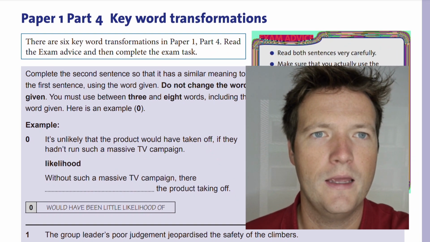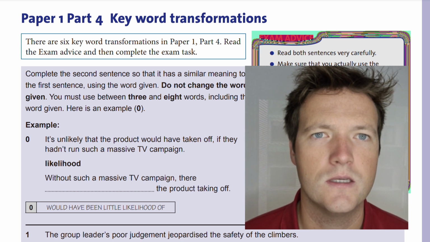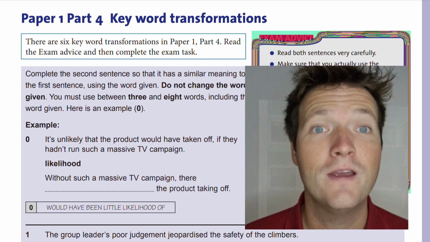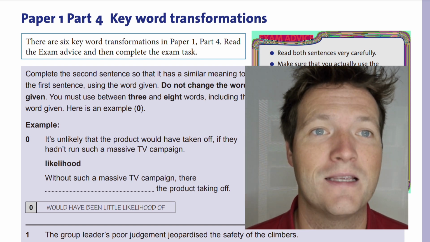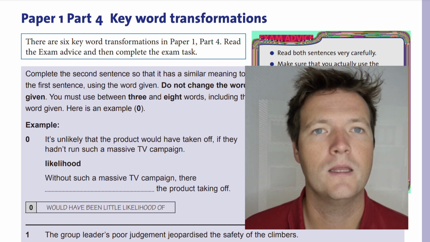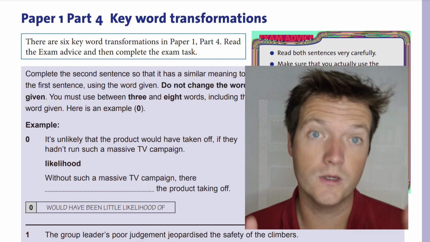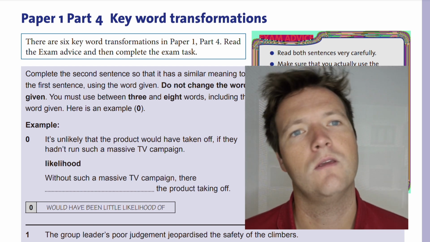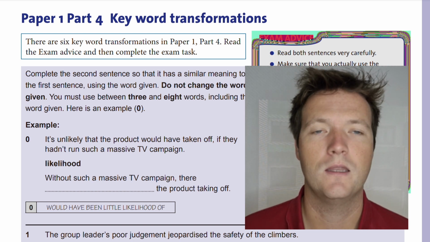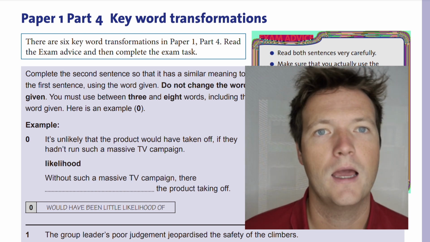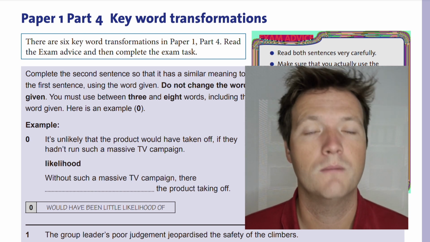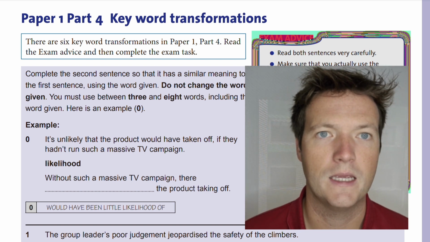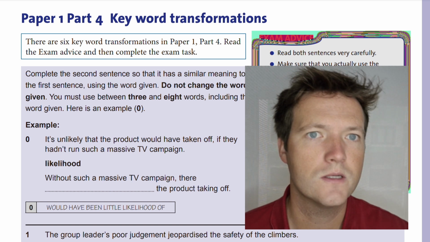Example 0, where you can see a sentence. It says in 0, it's unlikely that the product would have taken off if they hadn't run such a massive TV campaign, right? And the word that you're given, the key word, is likelihood. Remember that you can't change that word, right? And then underneath that, you've got another sentence with a gap, and you have to use the word likelihood and a minimum of 3 words in total, maximum 8, to place in the gap in order to make the second sentence have the same meaning as the first.